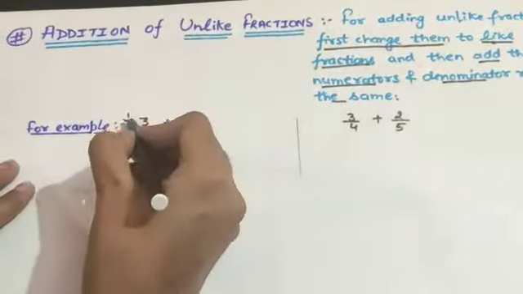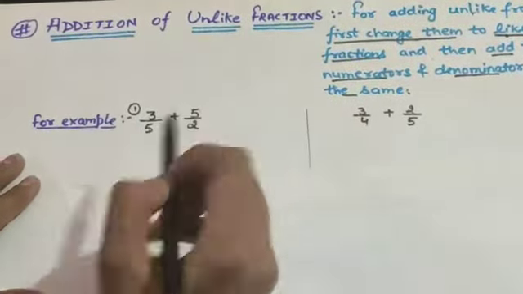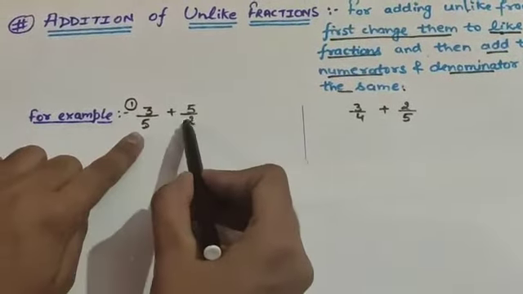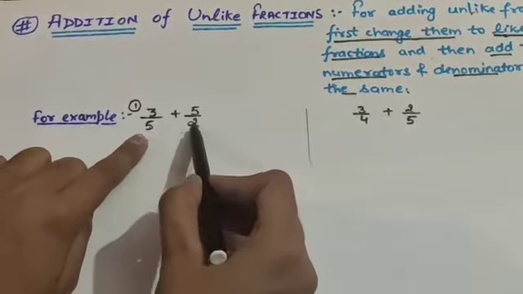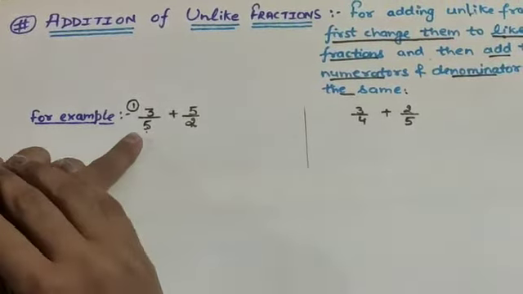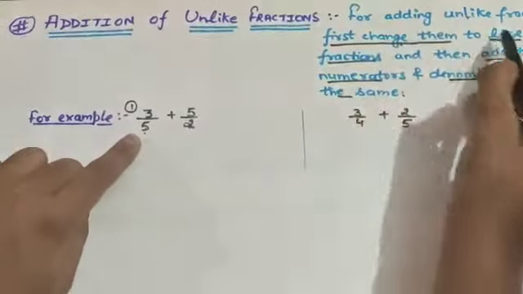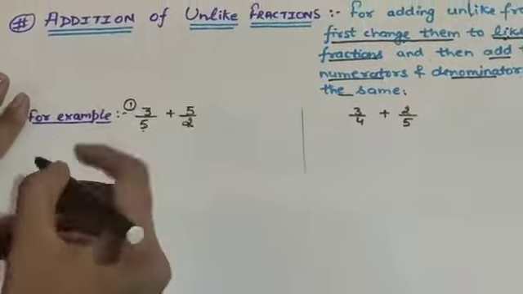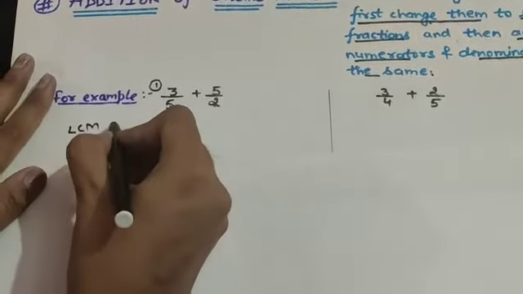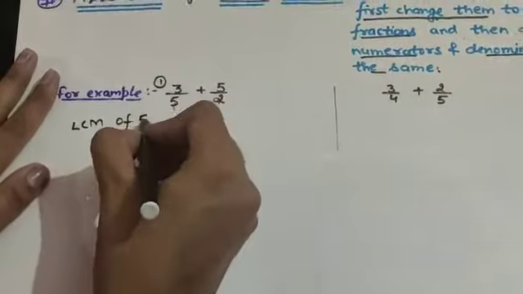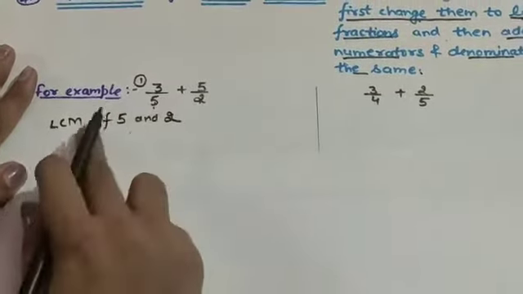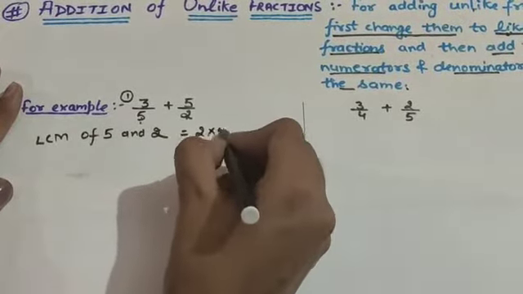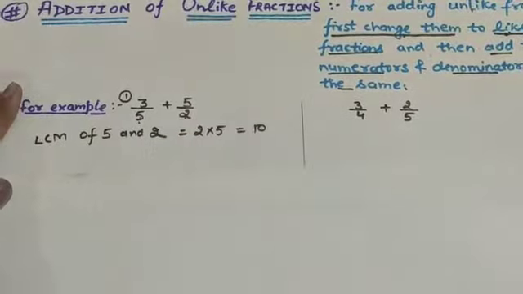Example one: 3 by 5 plus 5 by 2. You have to add these two fractions. You can see that these two fractions are unlike fractions because they have different denominators, 5 and 2. So we have to change them into like fractions, that means make their denominators the same. For that, first take the LCM of the denominators, 5 and 2. The LCM of 5 and 2 comes out to be 2 multiplied by 5, that is 10.